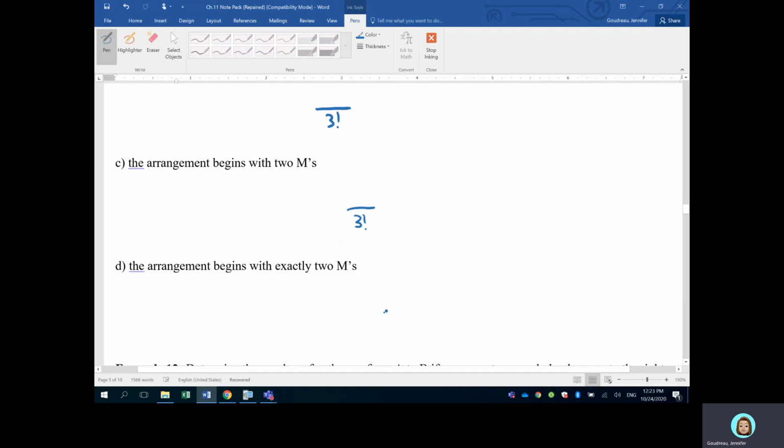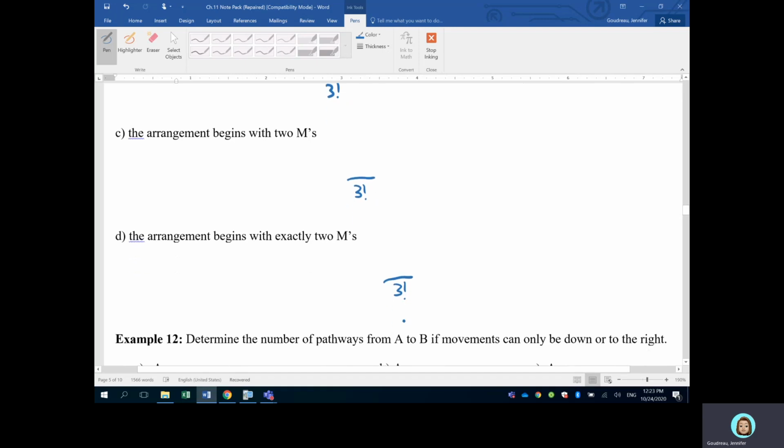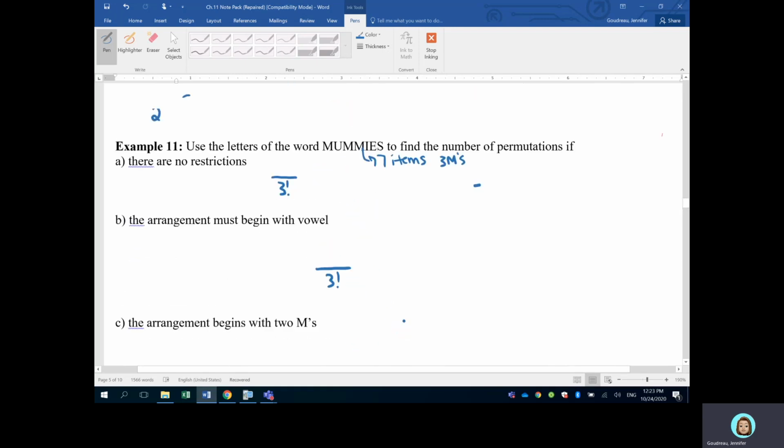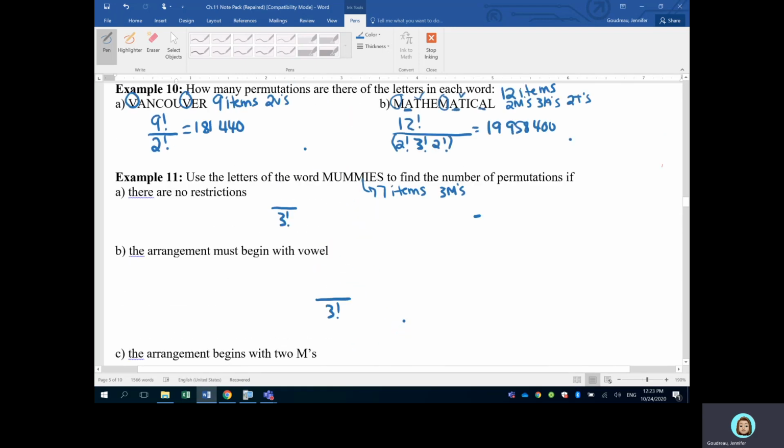And by doing that, I've taken care of the repetition part of this question. And now what I can do is just deal with my 7 items and the arranging of the 7 items using the restrictions I've given. I have the divide by 3 factorial there, which will remind me to do that at the end, and then I'm fine with this question.